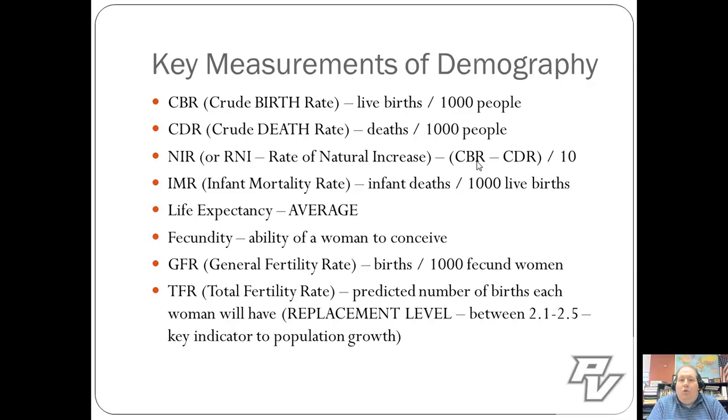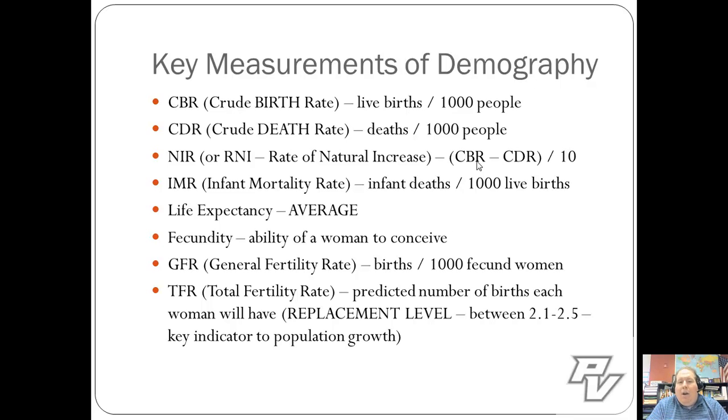To measure the crude birth rate, all you have to do is count up the number of live births in a year and divide it by 1,000 people. For example, if we were to count up the number of live births in a community, for every 1,000 people there were, say, 4 or 5 or 6, that gives you an idea. So it's the number of live births divided by 1,000 people. Crude death rate is going to be the same idea, just take the births out and replace them with deaths. Very simple.